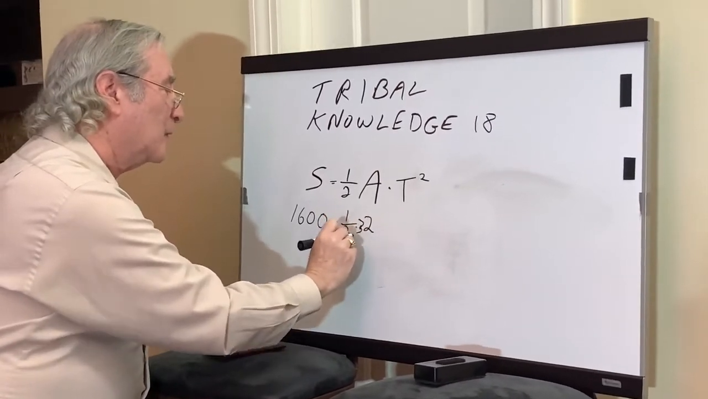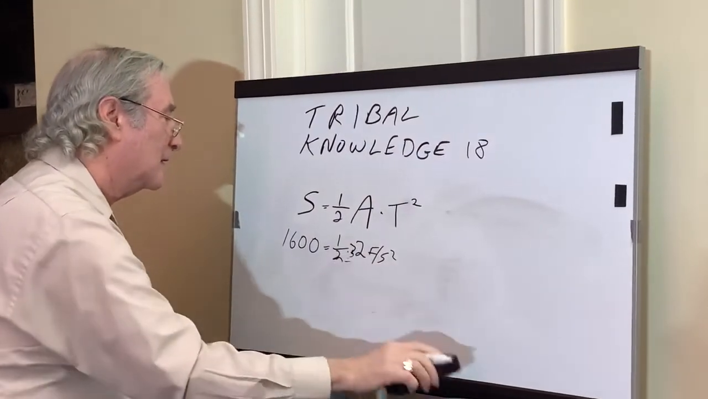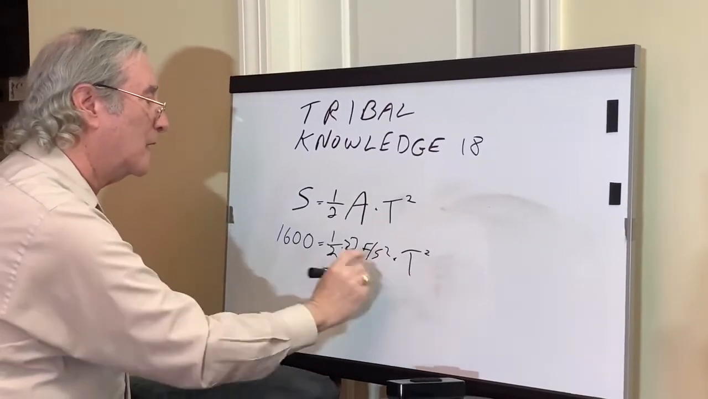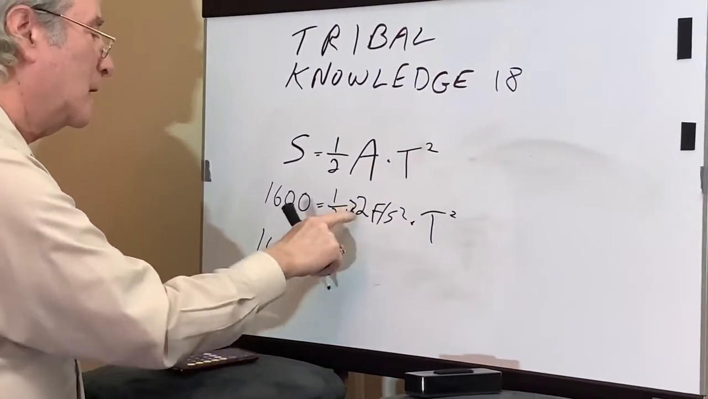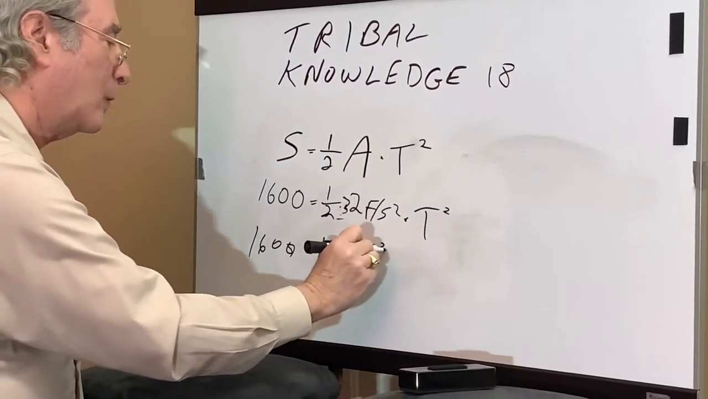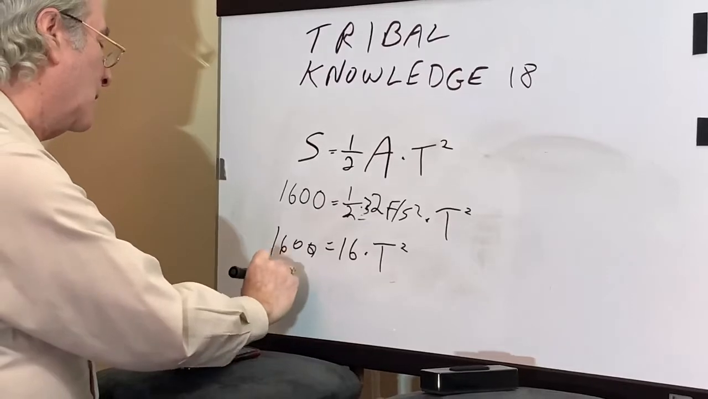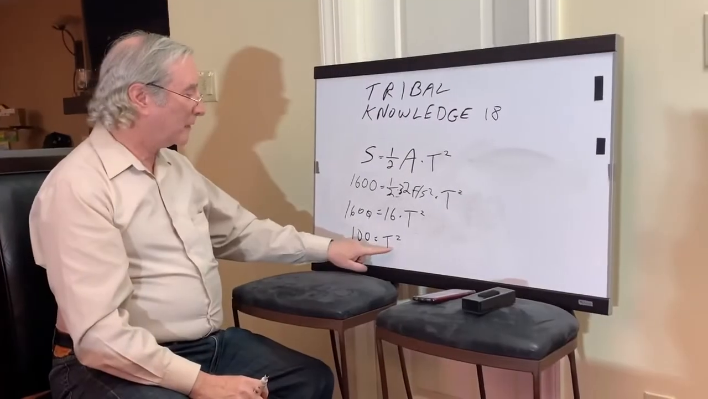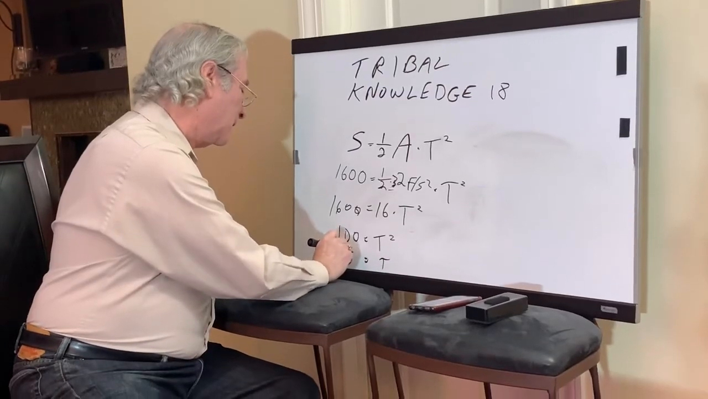equals 1/2 the acceleration on Earth, which is 32 feet per second squared, times the time squared, which is what we don't know. That's the unknown. So 1600 is equal to 1/2 of 32. That's 16 times the time squared. If we divide both sides of the formula by 16, we get 100 equals time squared. So if we take the square root of both sides, we get that t equals 10 seconds.